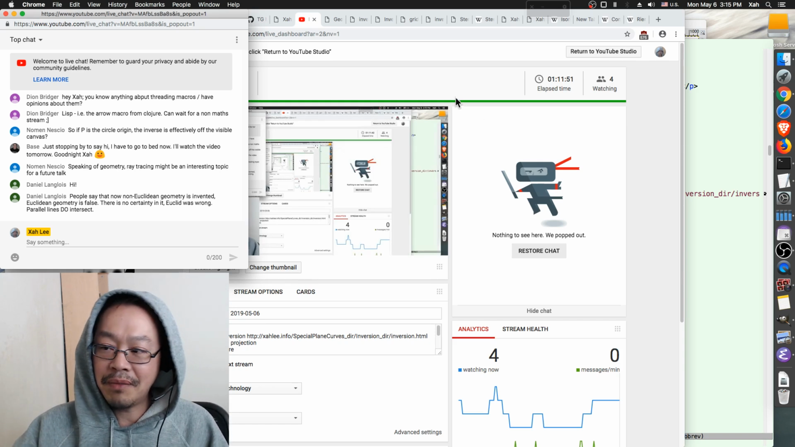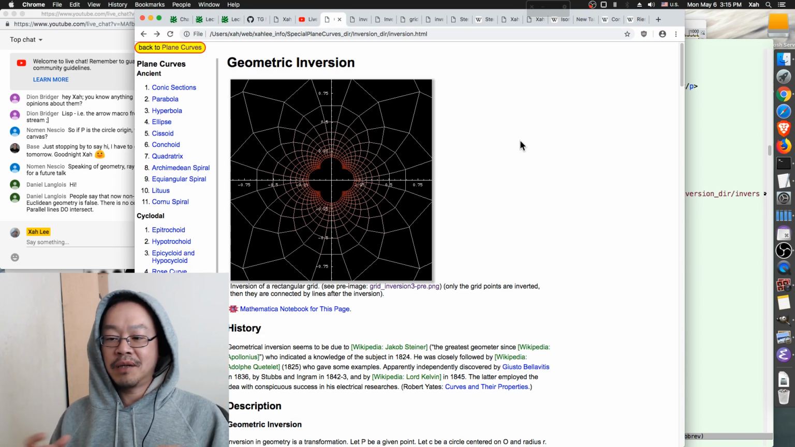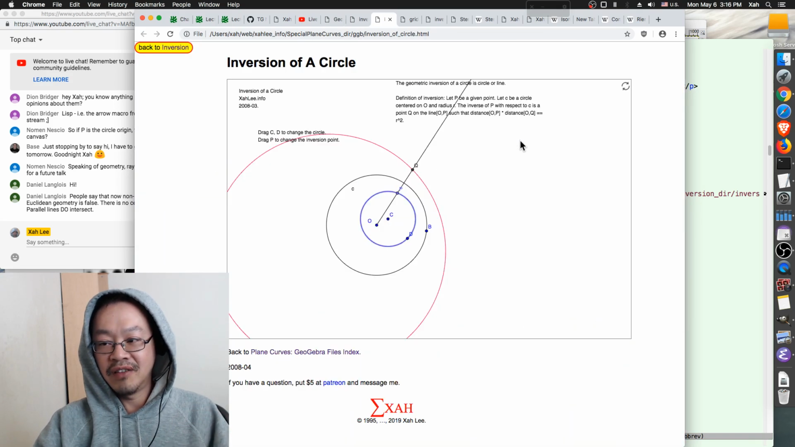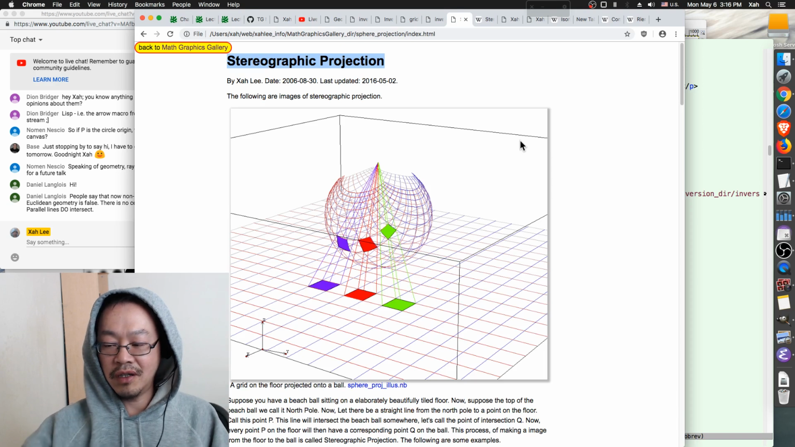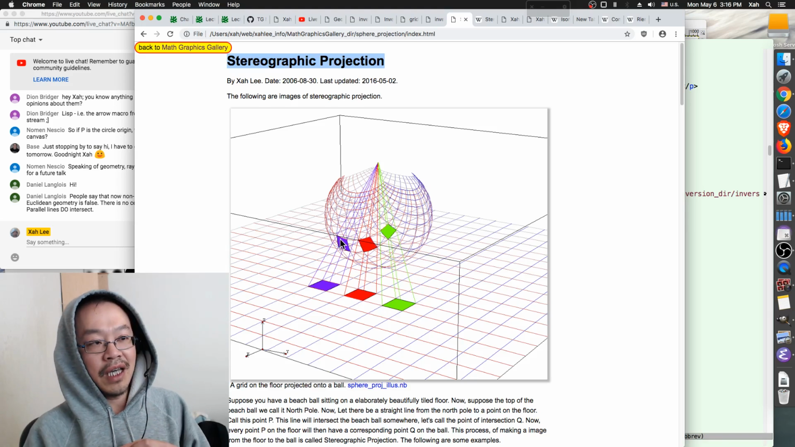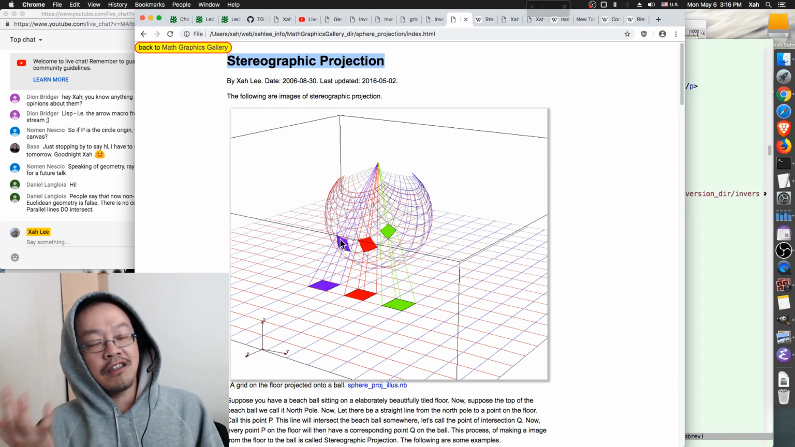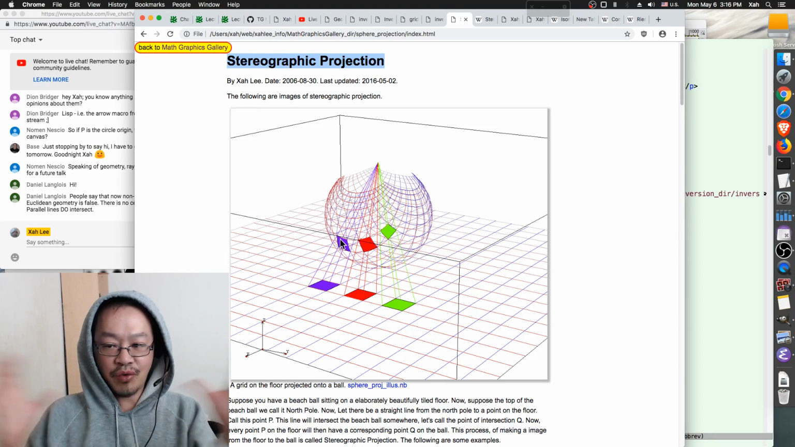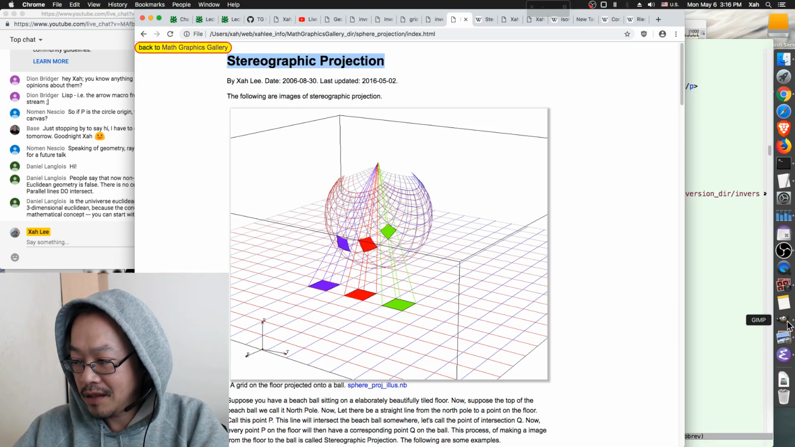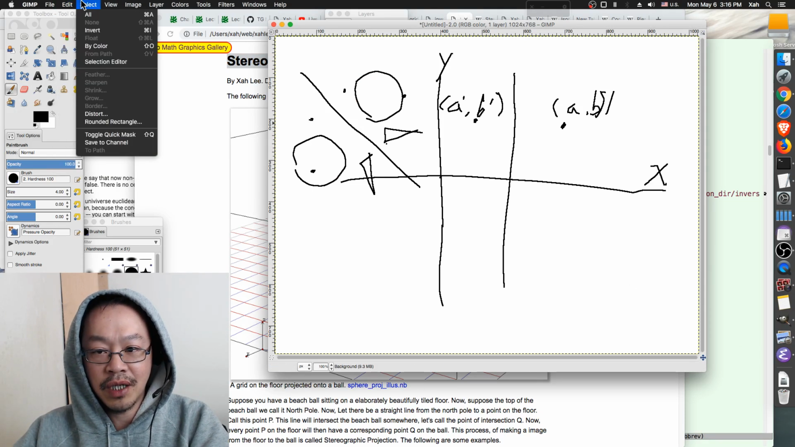So let me get back to how stereographic projection is related to geometric inversion. In fact, stereographic projection, where we correspond points on the sphere and points on a plane, is actually an instance of geometric inversion in 3D. So how is that related? Let me just explain. I'm not sure I can do a good explanation now, but let me just do it.